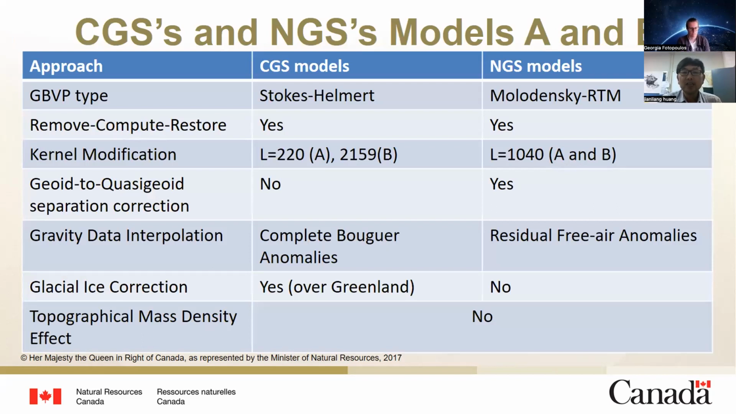CGS and NGS use different methods for geoid modeling. CGS uses Stokes-Helmert for geoid modeling, which has been done for decades, and NGS uses the Molodensky and RTM approach. Another major difference between the two agencies is that we constrain our geoid model at low degree to the satellite model, while NGS uses a high-degree EGM to constrain their geoid model.